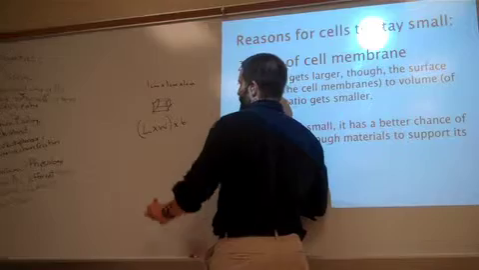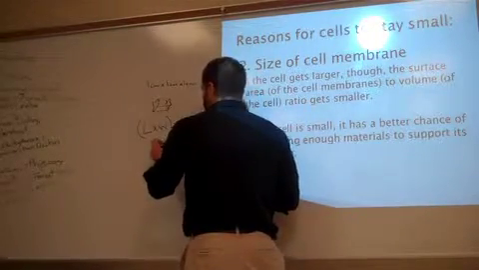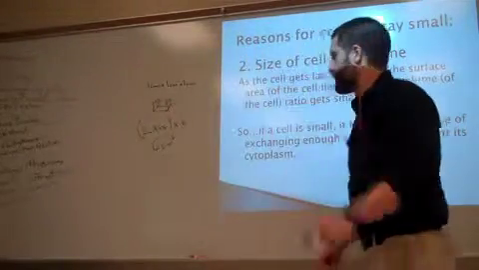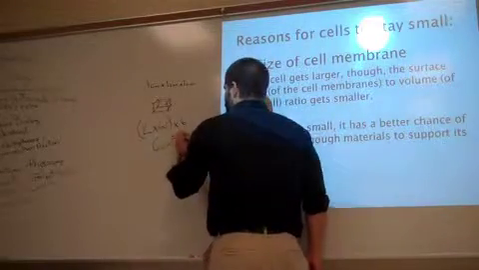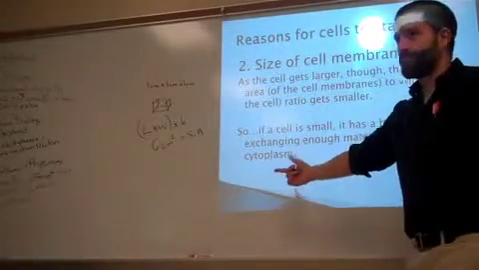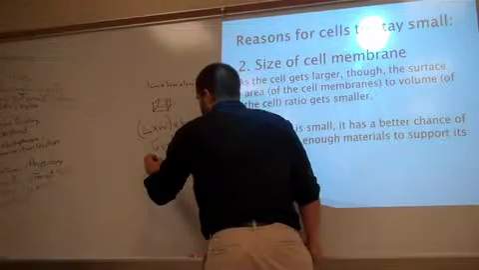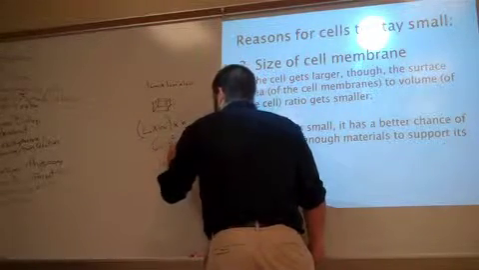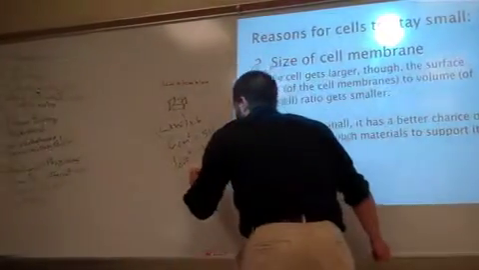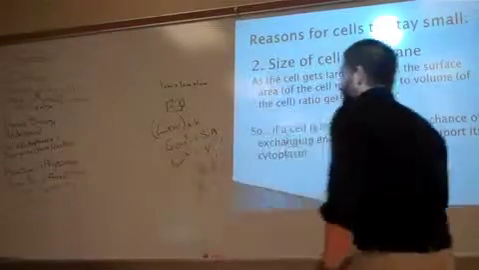So what would my surface area be here? 6. But what are my units? Squared. Because I'm just doing length times width. Now, that is my surface area. You're on it, right? Very good. What's my volume? How do you calculate volume? Length times width times height. So what's my volume here? 1. Centimeters cubed. So my surface area to volume ratio is this. 6 to 1. Also written 6 to 1.